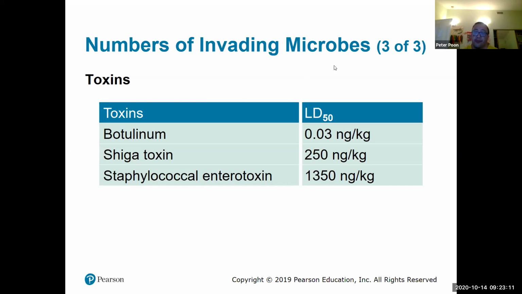Toxins. If you look at this, you can imagine which one is more toxic. One of the questions I ask is, I give you an LD50 of these and ask which one's more toxic. The answer is the one with the lowest number here, because it takes less botulinum toxin to kill an average person than Shiga toxin or staphylococcal toxin.